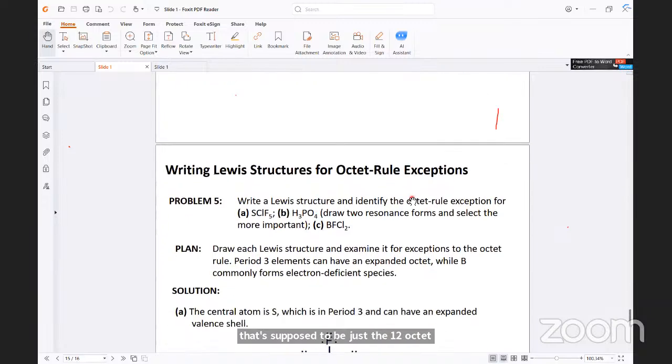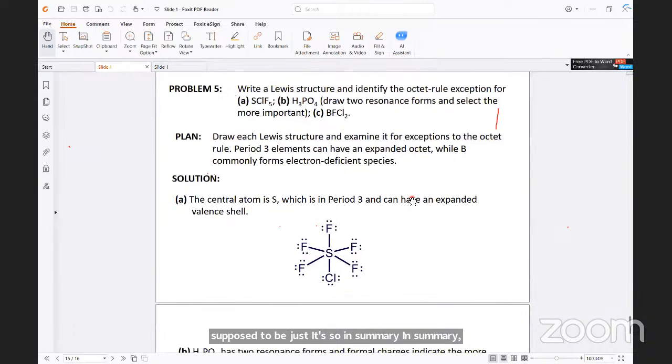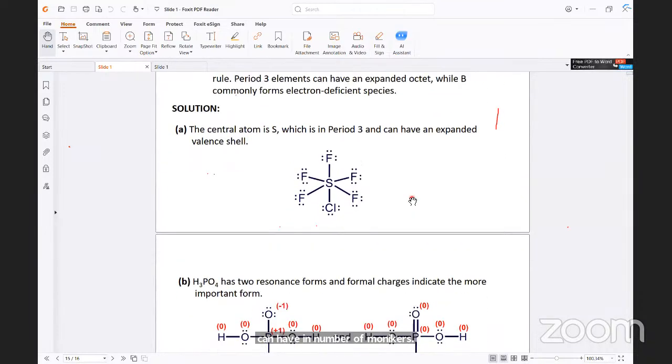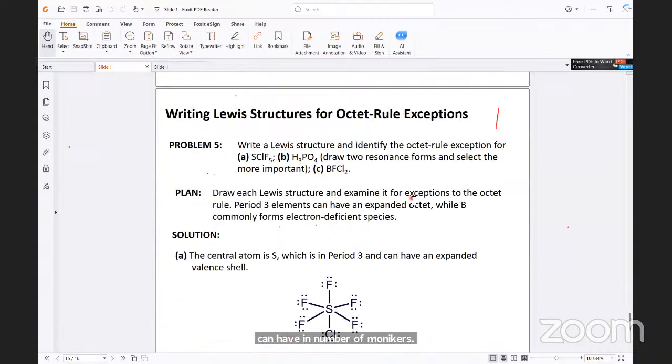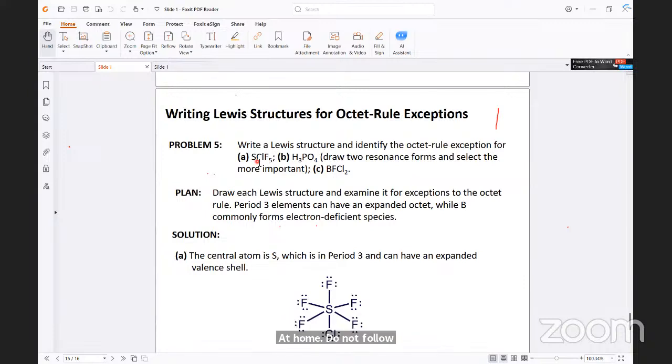So in summary, you can have a number of molecules that do not follow the octet rule. For instance, these molecules presented on this slide, they all do not follow the rules of octet.